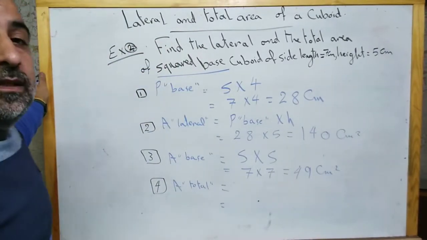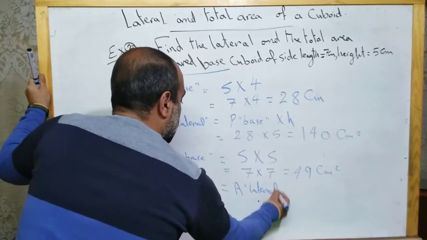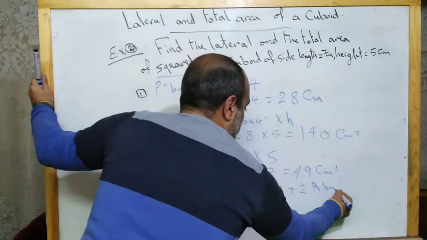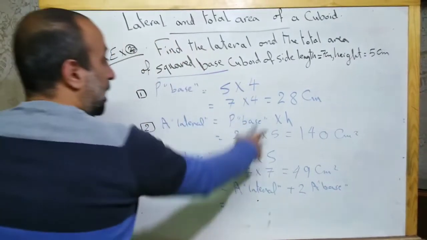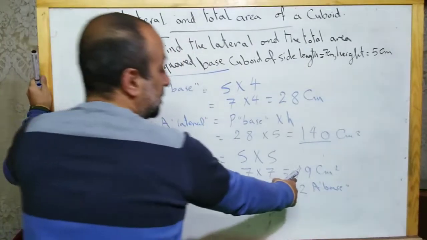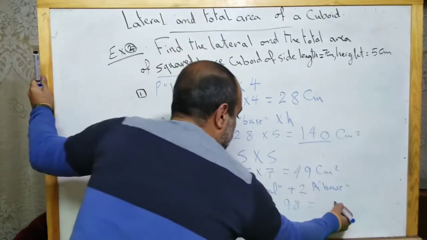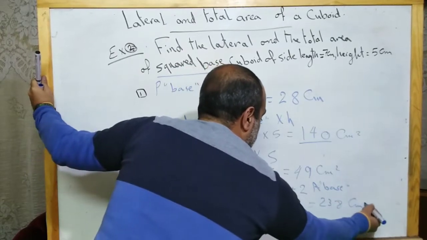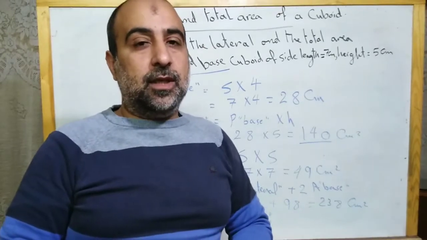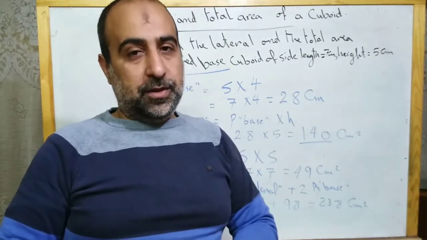And finally, the total area is the lateral area plus double the area of the base. Lateral area 140 plus the area of one base is 49. Then the double of it is 98. Therefore 238 square centimeters. And that is how I can find the lateral area and the total area if the base is in the shape of a rectangle or in the shape of a square.